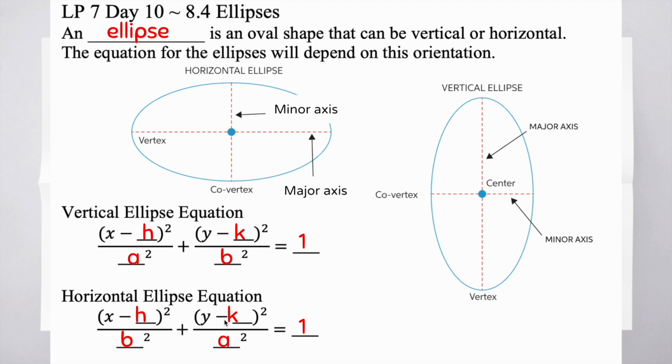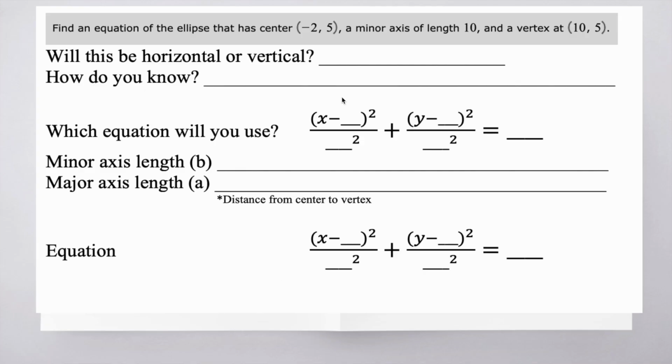The top of these equations doesn't change, but the a and the b will switch places depending on whether the major axis is going right and left or going up and down. Okay, so now we're going to take a look at the problem they give us. Find an equation of the ellipse that has a center (-2, 5), a minor axis of length 10, and a vertex of (10, 5).